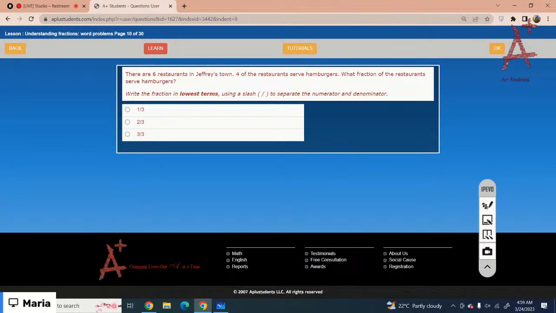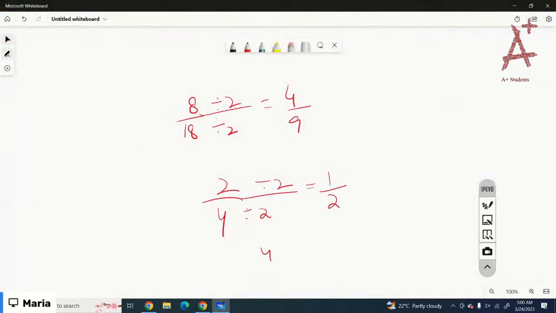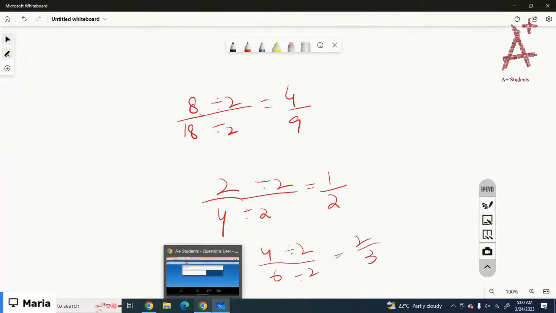Got it? Also, you can convert the answer into lowest form. You have to find the greatest common number that can divide both numerator and denominator. So it would be 2. Got it? So 2 times 2 is 4 and 2 times 3 is 6. So it would be 2 over 3. Got it? So the correct option is 2 over 3.